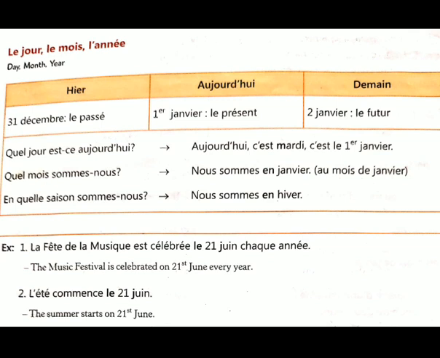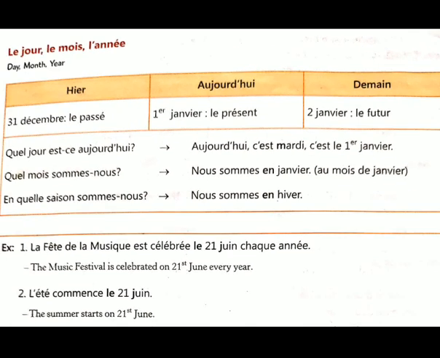Okay, so first is quel jour. First question: quel jour est-ce aujourd'hui? What is the day today? Aujourd'hui c'est mardi. Mardi is Tuesday. C'est le premier janvier. Premier janvier means 1st January. Okay students, in English we write first like this, 1 and st, small st. But in French we write first like this, 1 and er. Okay, this is the first.